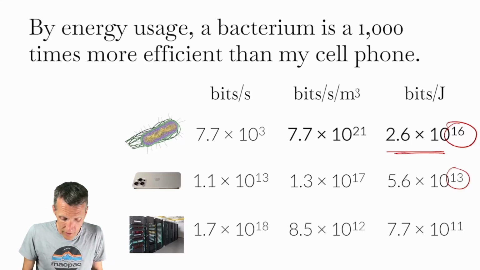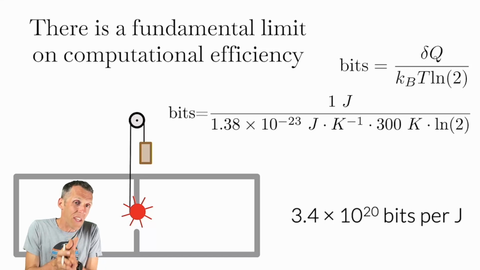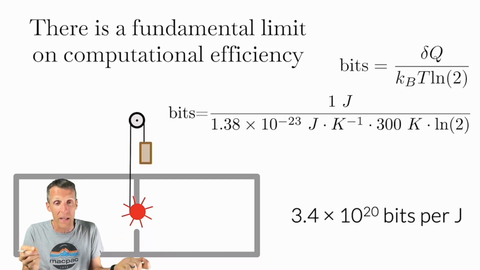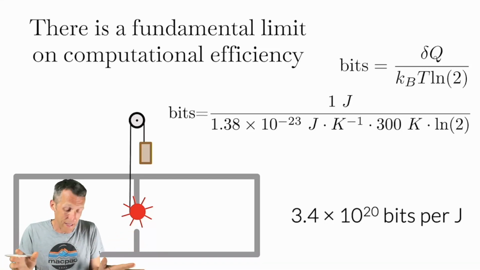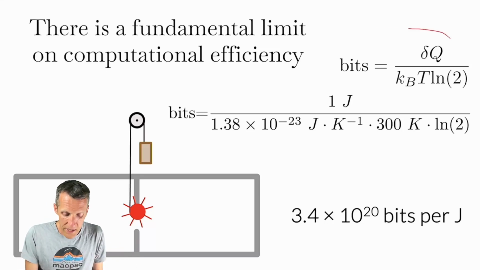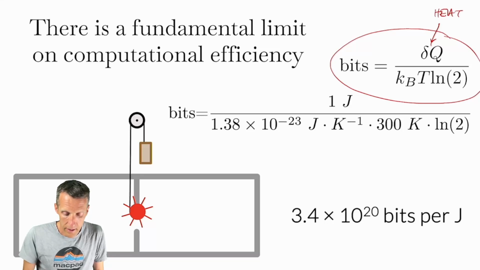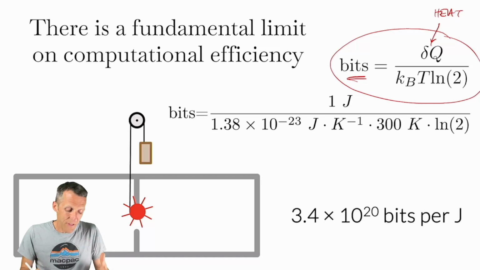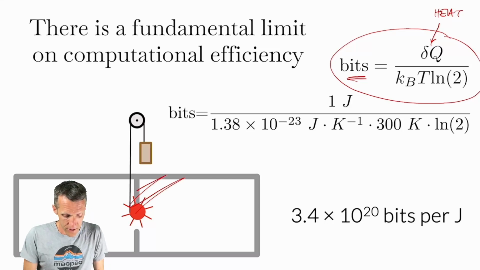But it gets even cooler. It turns out there's a fundamental thermodynamic limit on computational efficiency. And I realize we are way deep into the weeds of thermodynamics here, so I'm just going to assert some things and then give an intuitive example to hopefully make it make sense. There's this relationship between heat and information. We can think about this as the minimum amount of energy necessary to represent a bit of information. So let's think about this in a simple thought experiment.